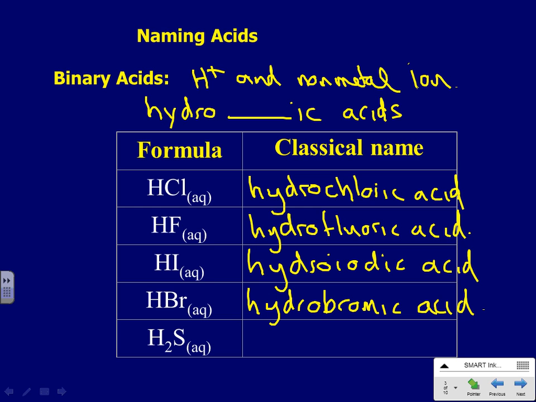Now, the last one is a little different. Again, it's a hydro-ic acid. And everybody makes the common mistake, so I'm not going to drag you through the painful part of it. Everybody wants to say hydrosulfic acid, right? Getting rid of the sulfur and just putting an ic. But that's not the case. Does anybody think they know what it might be called? It's not hydrosulfic. Yes, hydrosulfuric. Hydrosulfuric acid.